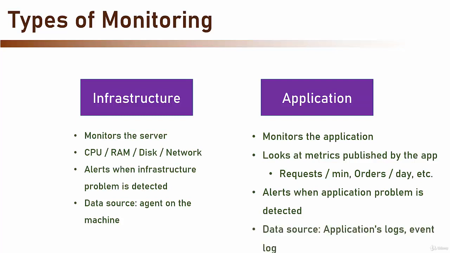The data source for application monitoring is usually logs generated by the application, and it can be the log database itself or other logging mechanisms such as event log. Now, we as architects are usually more interested in application monitoring, but be aware that infrastructure monitoring is also important and should be in place.